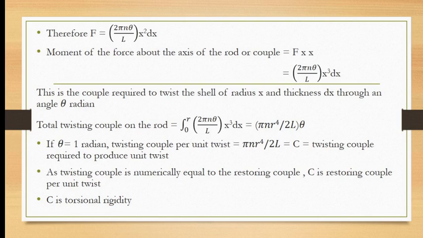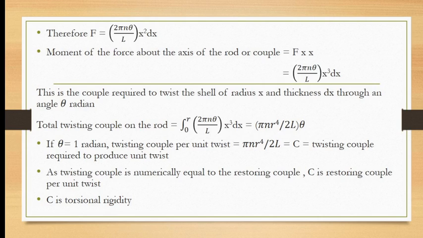And this twisting couple, we know that it is equivalent to the restoring couple, isn't it? So the C is now also known as restoring couple per unit twist, or it's also known as torsional rigidity. That is, the restoring couple per unit twist, or twisting couple required to produce unit twist, is known as torsional rigidity. So we got the expression for the twisting couple, also the twisting couple per unit twist.